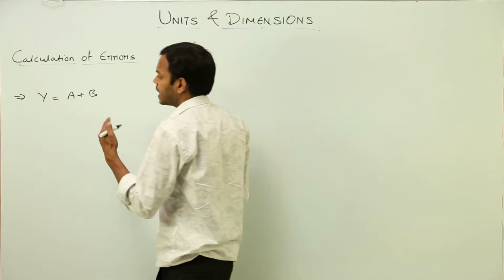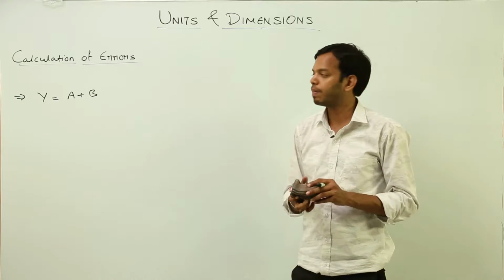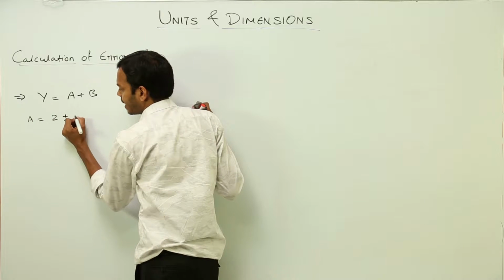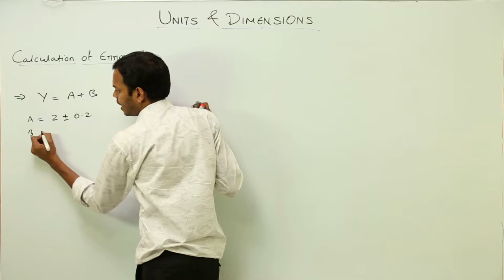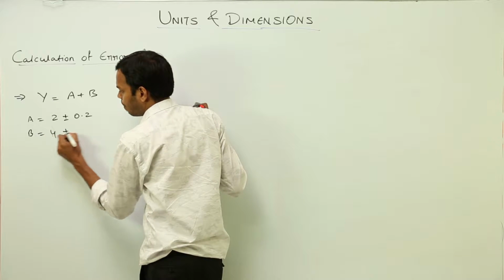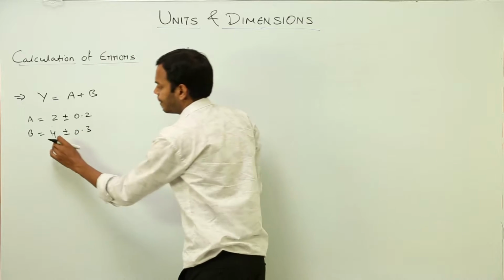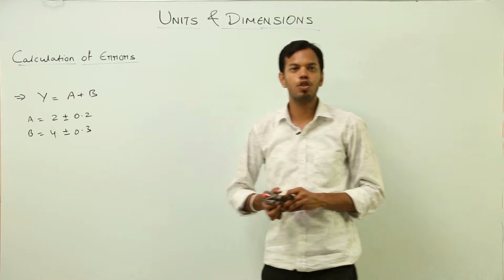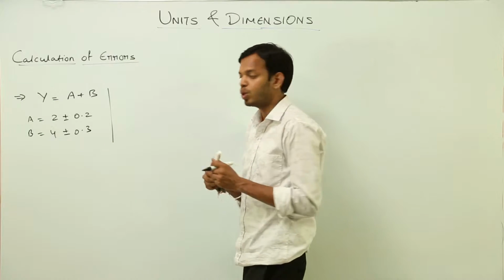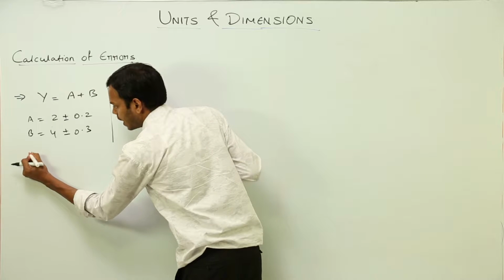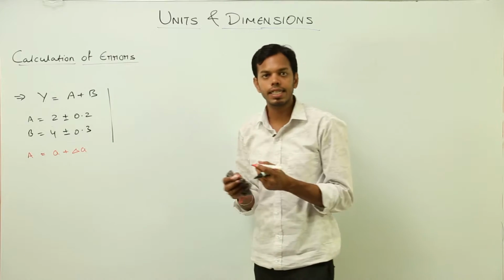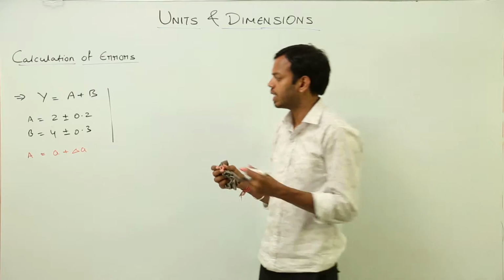For this I am going to take examples and explain this concept with some example. Let us consider a is 2 plus minus 0.2 and b is, let me take it, 4 plus minus 0.3. This is my individual quantities. Here the standard format which I have used to write the individual values is: value plus minus error. This is how any value is written.